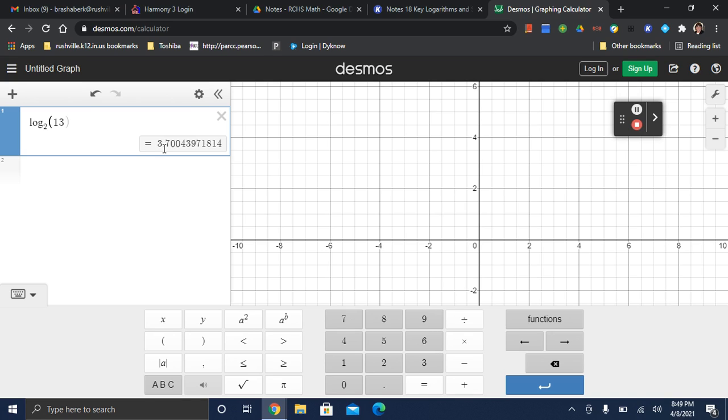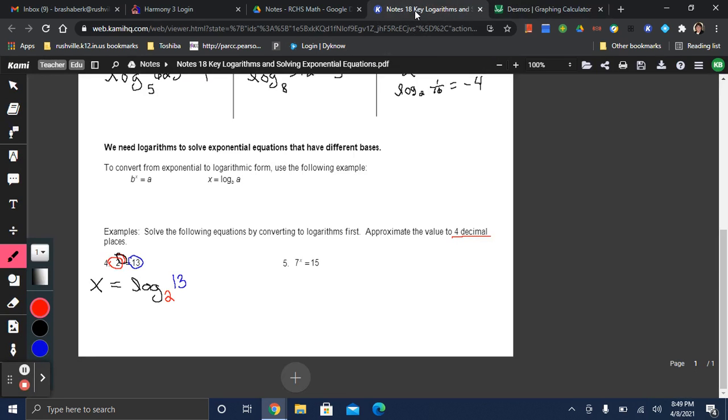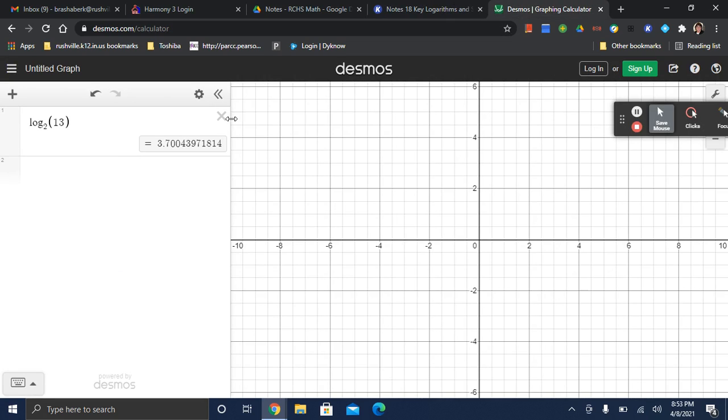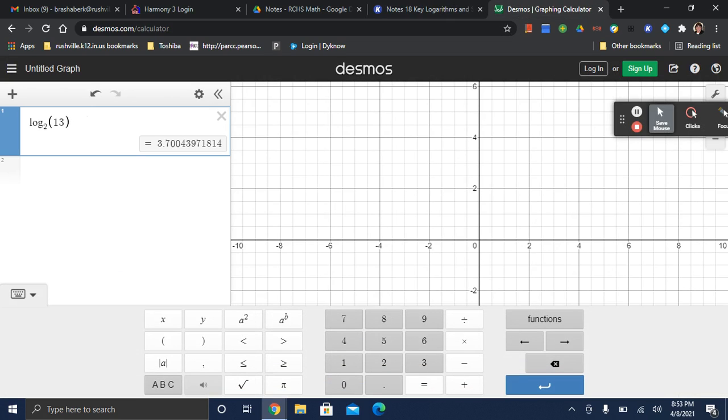So 3.7004 is what we'll use. We're going to go to 4 decimal places. X equals, and we got 3.7004. So I just want to show you using Desmos what it is that you found when you did that logarithm.